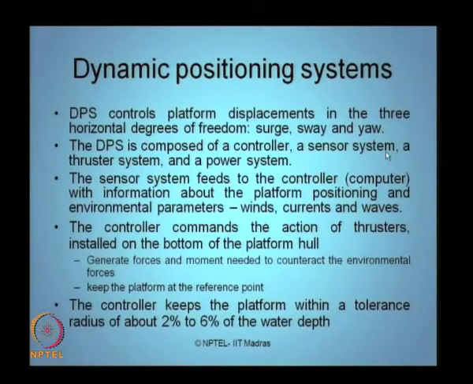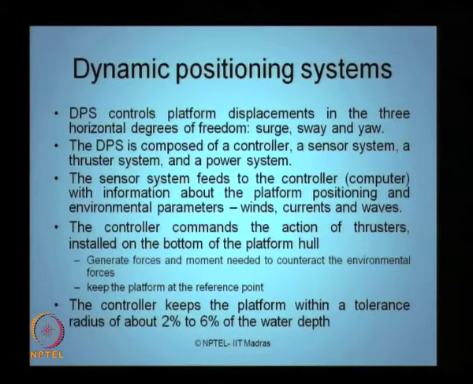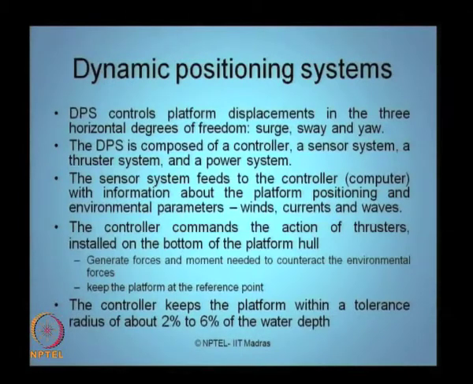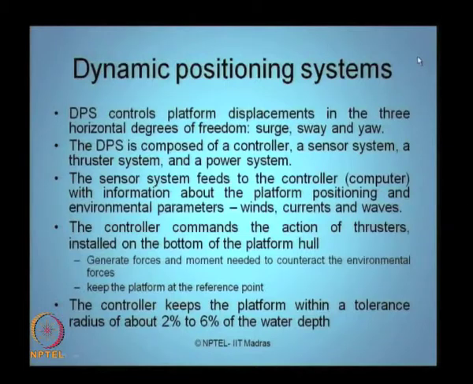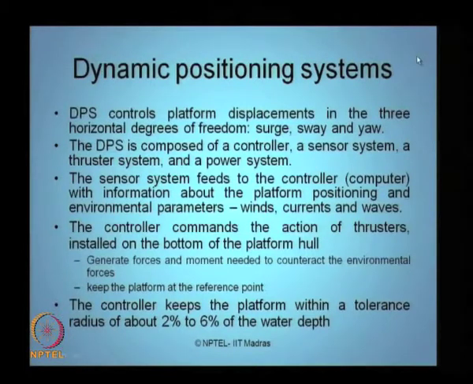Now, the controller keeps the platform within a tolerance radius of about 2 to 6% of the water depth. So, as you go deeper and deeper, the tolerance level with which the DPS will enable positioning of the drill ship on the drill hole will be about 6 to 10%. So, as you go deeper and deeper, the accuracy of positioning the ship exactly over the drill hole will be weaker and weaker.